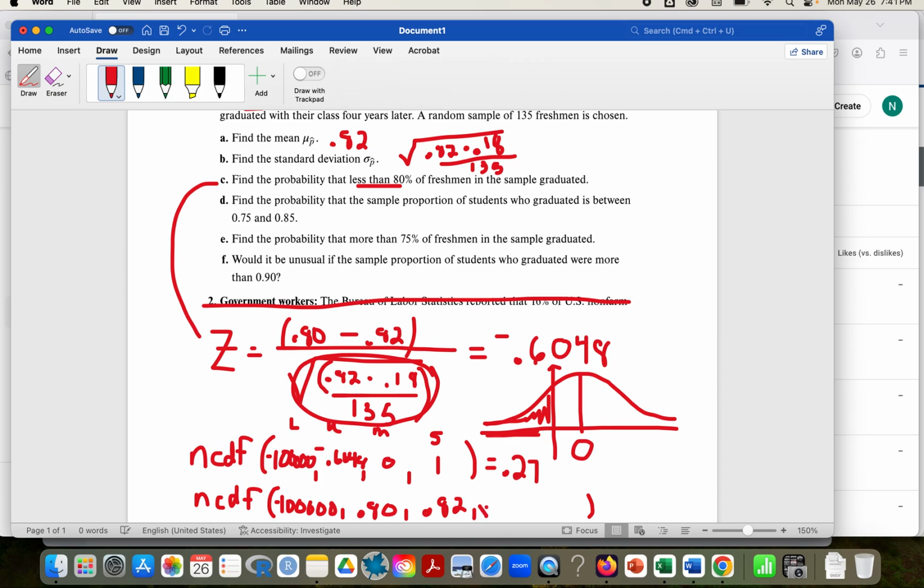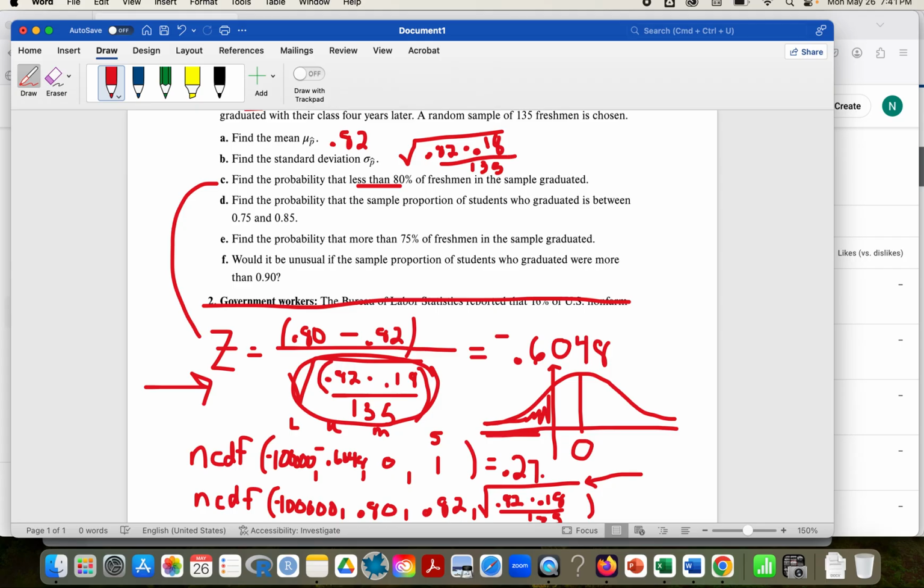So you've got to fit in here the square root of the 0.82 times the 0.18 and then over the 135. So you don't end up having to do the z-score formula, but you still have to address the fact that you're in a sampling distribution of sample proportions. And the way you do that is by making sure the standard deviation is not just the population standard deviation. Okay, and if you do that, you should get 0.27.